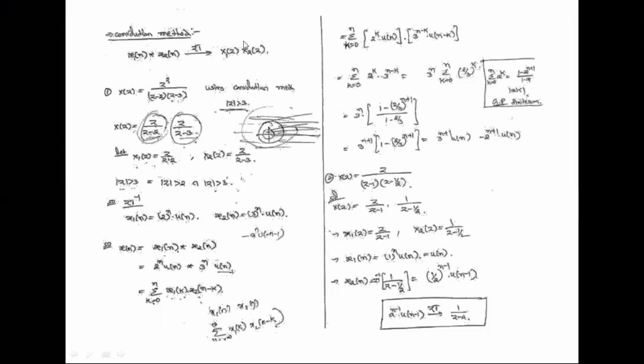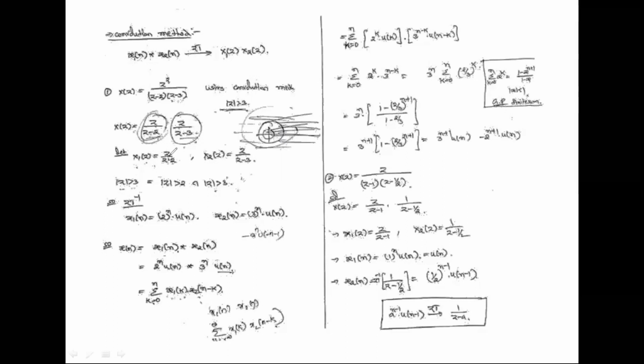Take one example here: Z square by Z minus 2 and Z minus 3. I modify this: X of Z is Z by Z minus 2 times Z by Z minus 3. Take one function as x1 of Z and the second function as x2 of Z. And you can find the inverse transformation with the region Z greater than 3. Greater than means, irrespective of the value, you write it on the right-hand side only.